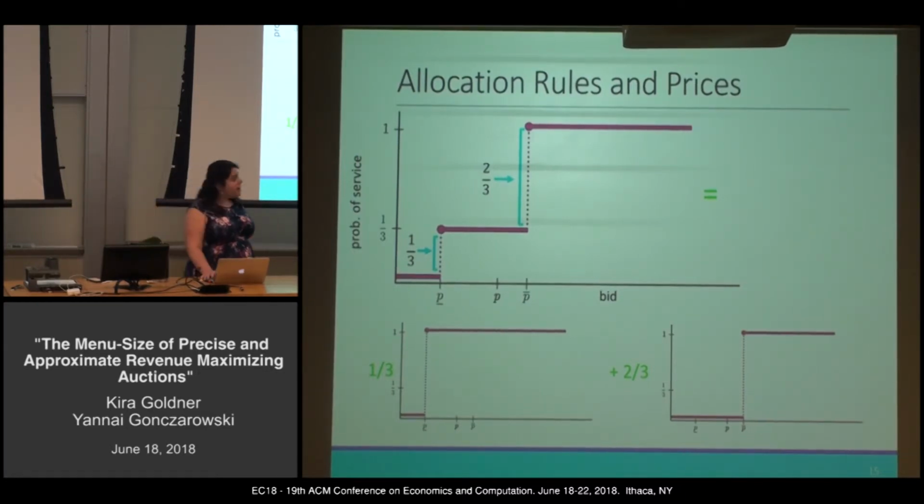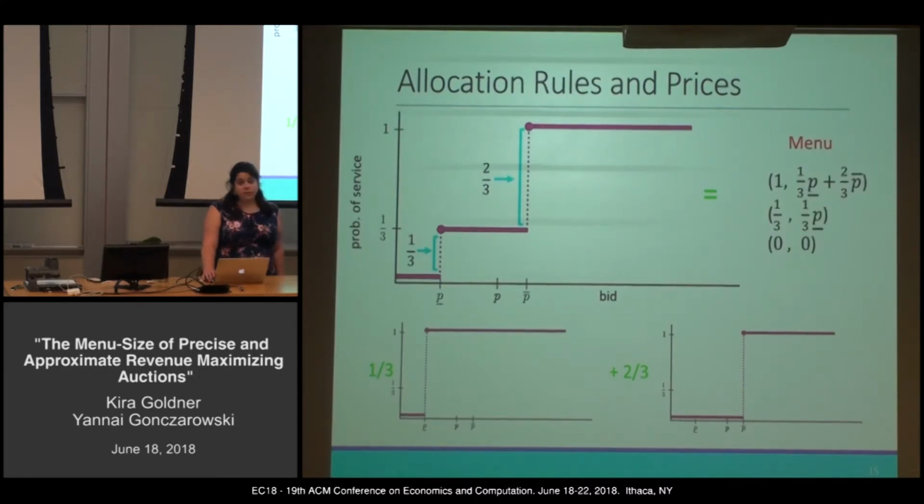Okay. And now, to relate it back to menus, you can list it out as a menu that says you definitely get it and you pay the expected price from randomizing, or you only get it when you get the lower price and you pay the lower price with the probability it comes up, or you don't participate.